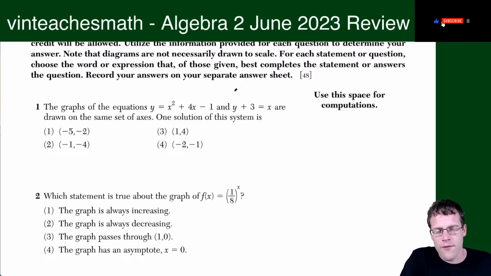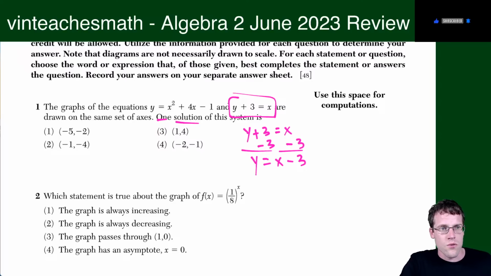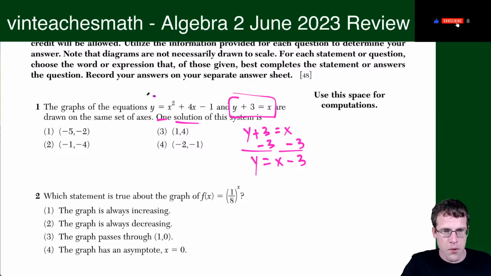No matter what, the first thing that jumps out at me is that we're solving this system of equations and we want one solution. The first thing I would do is take y plus 3 equals x and solve it for y. So I just go minus 3 on both sides, and that gives me y equals x minus 3. Let's pretend it's free response. Now both equations say y equals.